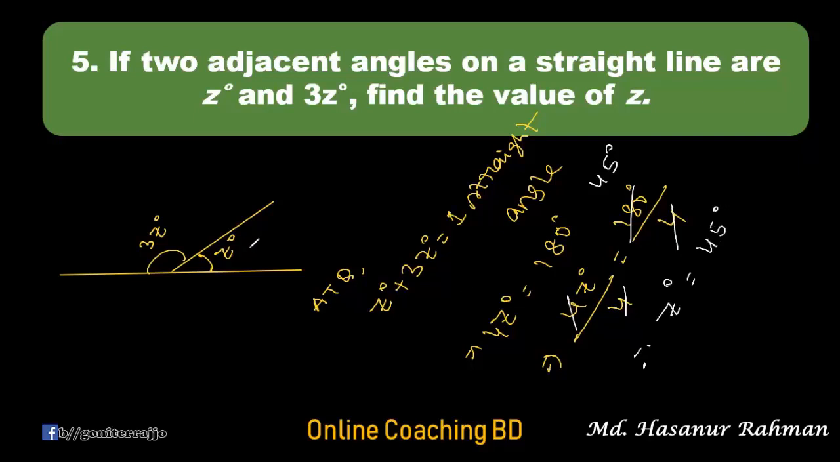Okay, that means z equal to 45 degree, and then 3z should be 3 multiplied by 45 degree, that is 135 degree. So we can say 45 degree is supplementary to 135 or 135 is supplementary to 45. So here our answer should be 45 degree.